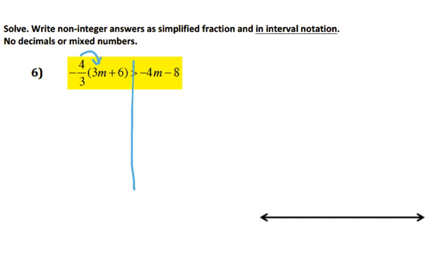Now the really nice thing that we can notice here is that our fraction that we're distributing in has a denominator of 3, and 3m has a 3. So this is like a 3 in the numerator, so that can simplify. We're going to get negative 4m. Likewise, this 3 and this 6 can simplify, and that gives us a 2 instead of a 6. So negative 4 times 2 is negative 8. So that's greater than negative 4m minus 8.